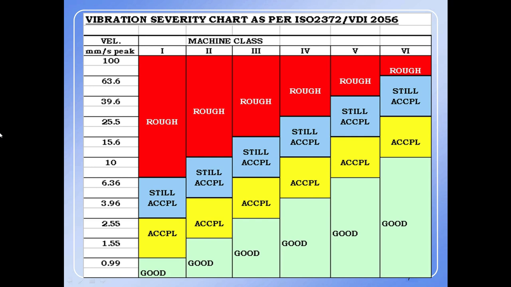Vibration severity chart as per ISO 2372, machine classes and velocity in millimeter per second peak.